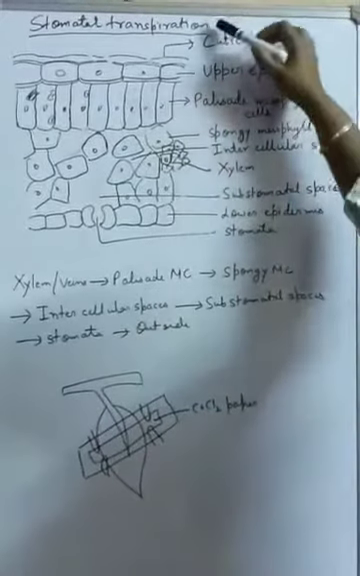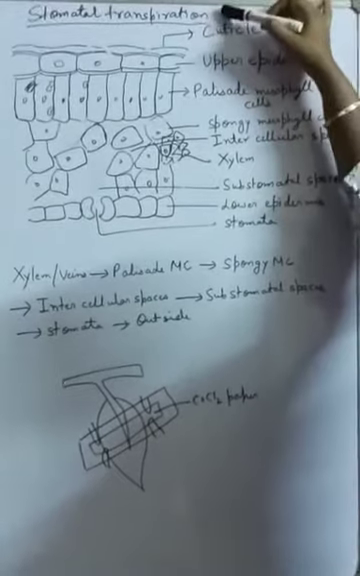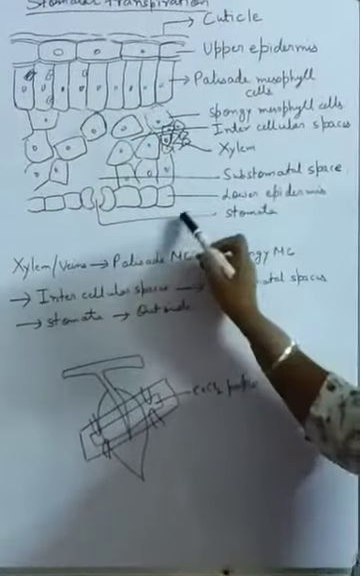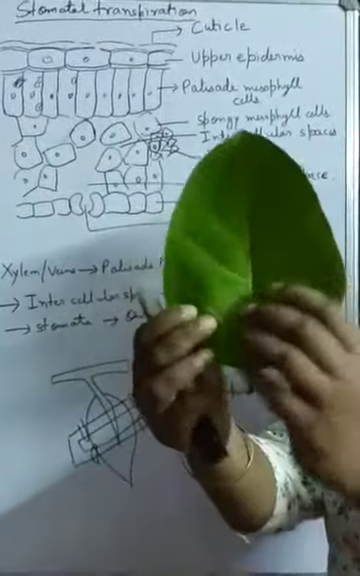So children, today we will start with stomatal transpiration. Stomatal transpiration is the transpiration through stomata. For that, this is the structure of leaf. So first of all, we will discuss the structure of leaf. Okay. So see, I have taken a leaf here.